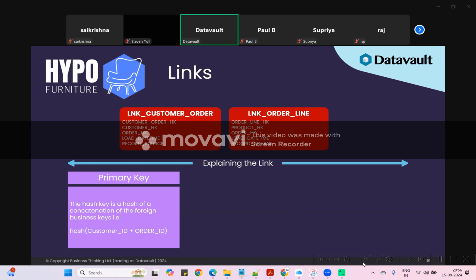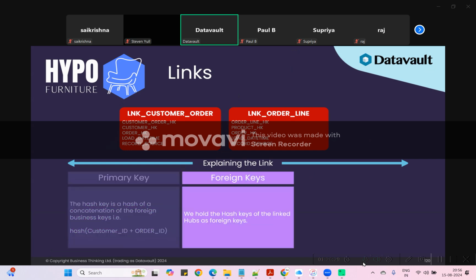We don't want to hash hashes, so we don't want to hash the hash keys. What we're going to do is hash the business keys of the connected hubs in there. And the good news is, if you're creating a link, you'll have access to those business keys as part of the source table anyway. But anyway, the hash key is the hash of the concatenation of the foreign business keys. So customer ID and order ID, for example, would be hashed for that.